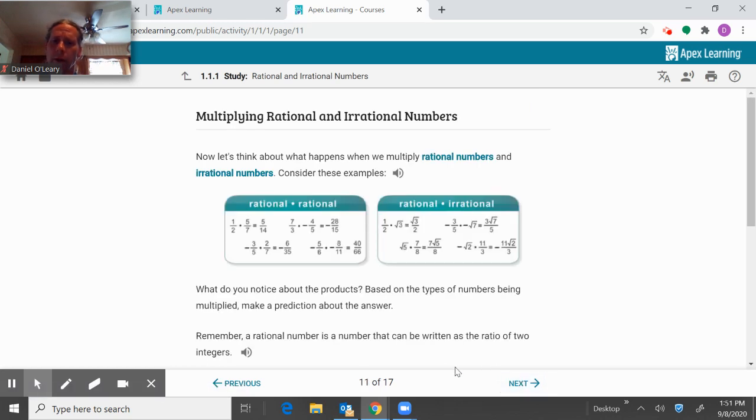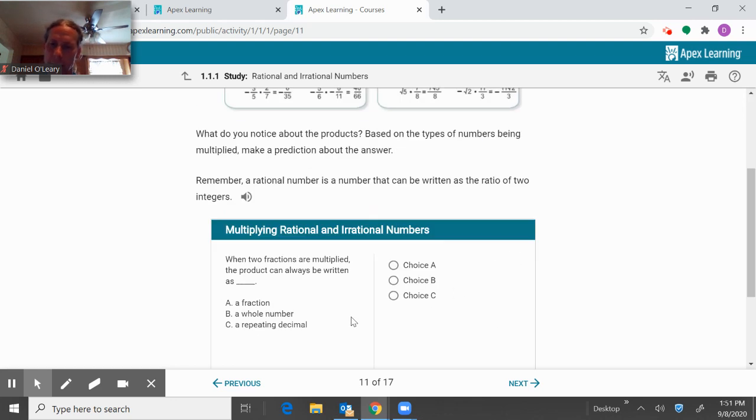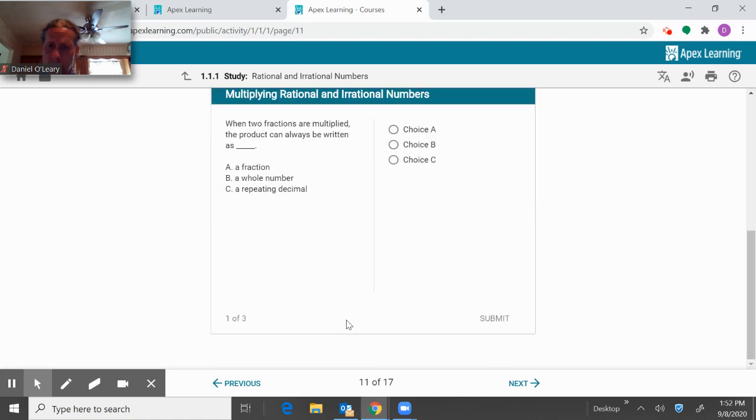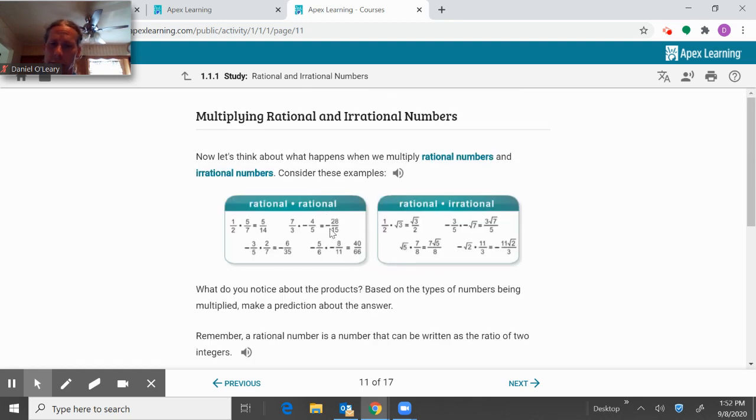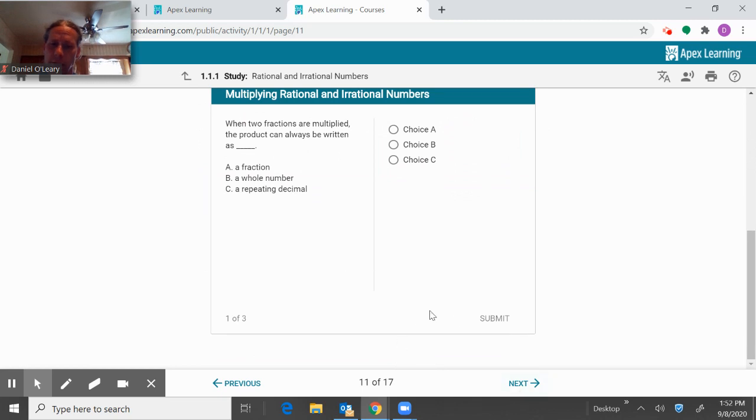All right, now let's think about what happens when we multiply rational numbers and irrational numbers. Multiplication is a little bit of a different thing. Rational times rational always gives you a rational answer. Rational times irrational looks like it's given us some irrational answers. It prompts you to answer some questions, like there's 3 questions here. When 2 fractions are multiplied, the product, which is the answer in a multiplication question, can always be written as a fraction, a whole number, or a repeating decimal. So you'd want to pick the choice from there as you look at your samples up here, and answer all 3 of those questions to help you.